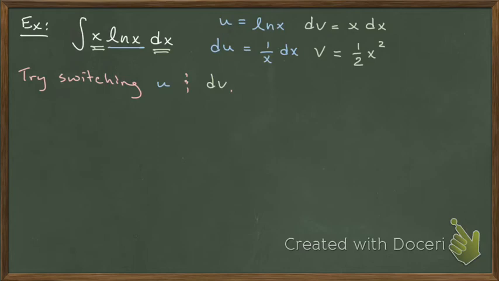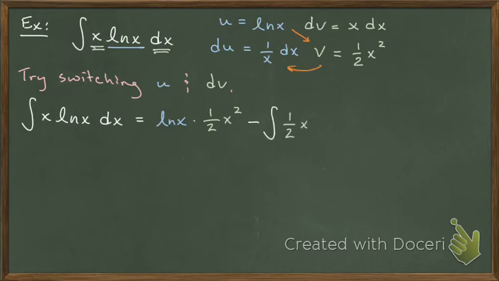So I'm going to bring things together here. I know now that the integral of x natural log of x is going to be u times v, this multiplication, natural log of x times 1/2 x squared, minus the integral of v times du. So I've got 1/2 x squared times du, which is 1 over x dx. Cool. Things are going well so far.